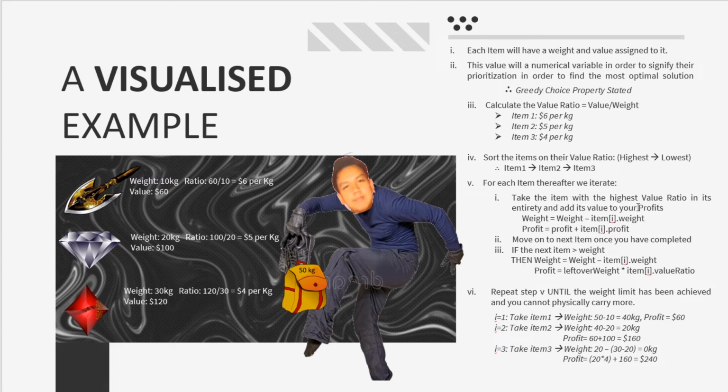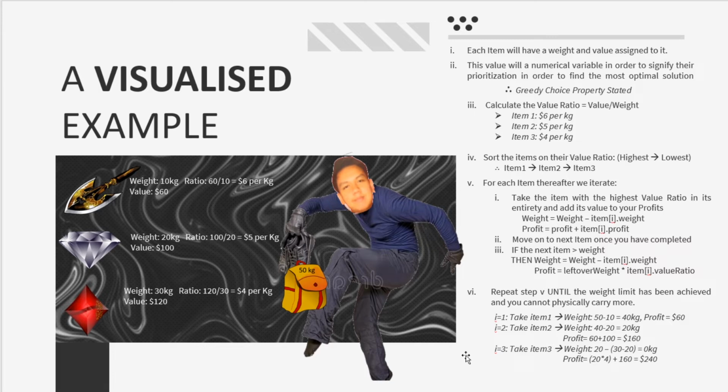Firstly, you take the item with the highest value ratio in its entirety and add its value to your profits. Then you calculate the weight minus the item's weight, and you do profit plus the item's profit. You move on until you've come across the fractional problem. This is where the fractional method becomes useful to us.